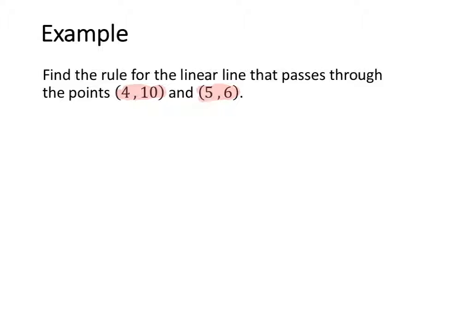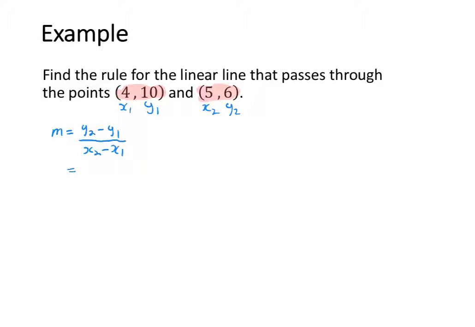Now to calculate the gradient from 2 points, what I do is I start off and label each of those coordinates: x1, y1, x2, y2. Once I've done that, I can go ahead and calculate my gradient. The first step is to write the formula. So gradient is equal to y2 minus y1 over x2 minus x1.